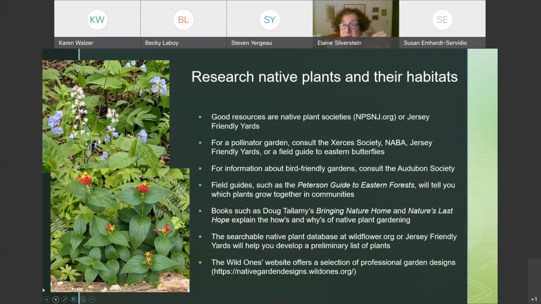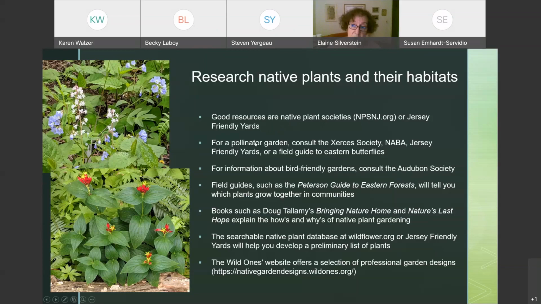You want to start by researching native plants and their habitats so that you can design a complete habitat, plants that work together. So 2 really good places to start are the websites of the Native Plant Society of New Jersey or Jersey Friendly Yards. Jersey Friendly Yards in particular has a wealth of information on the website for people who are just starting out.